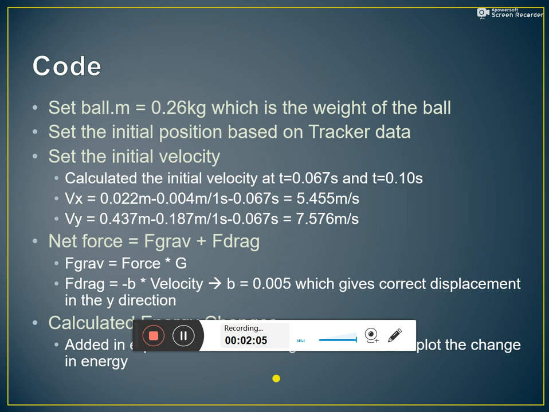The net force was equal to the gravitational force plus the drag force. And so as we know, the gravitational force is equal to the regular force times capital G, and the drag force is equal to negative b times the velocity. And in this case, my b was equal to 0.005. And then I also had to calculate the overall change in motion and the energy change, which I had eventually plotted in terms of the change of energy.